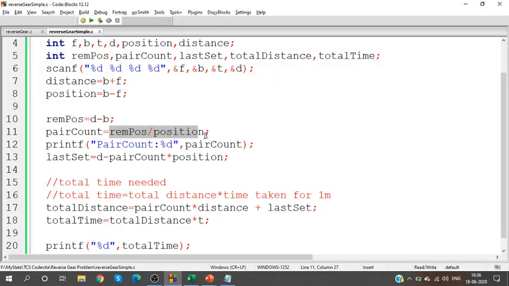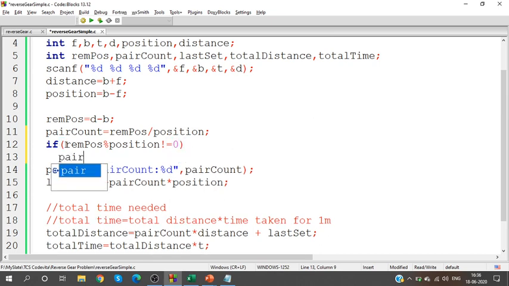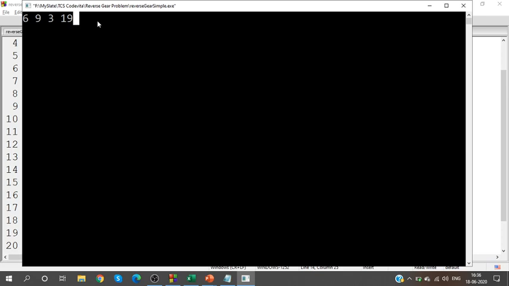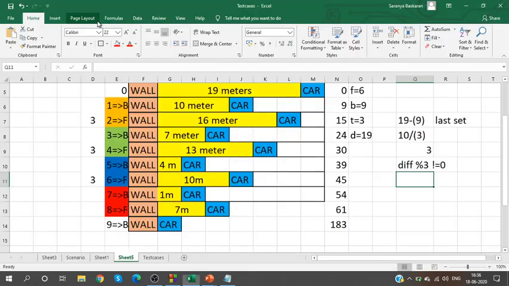So here, check the difference. Which variable has the difference? Remaining positions. Yes, if the remaining positions are not divisible by the position count, which is 3, you will have one more pair. So pair count plus plus. Okay. So now let me check this. 6, 9, 3, 90. You get the answer as 201. Did I make any mistakes with the calculation?